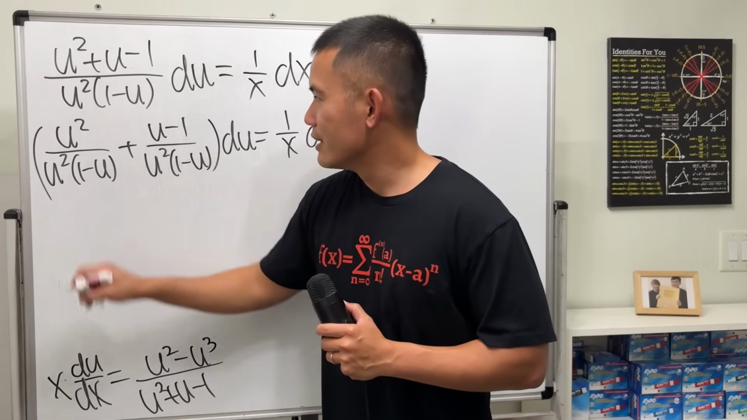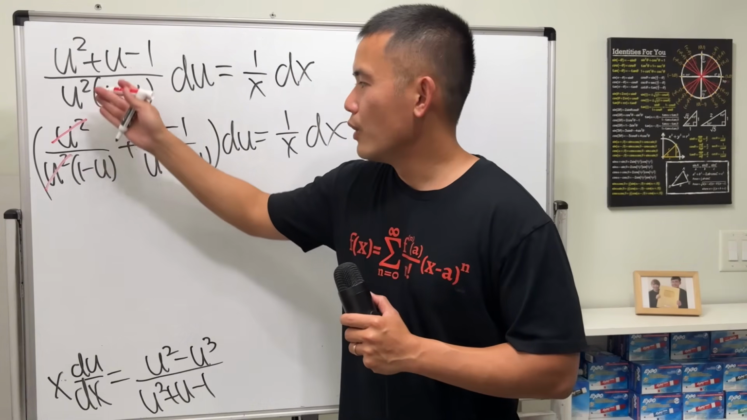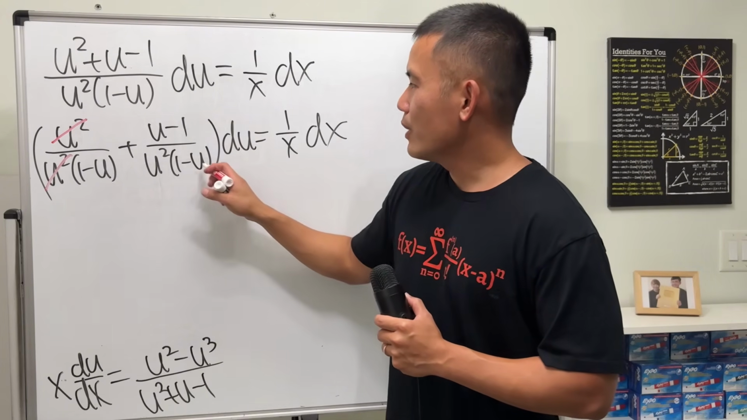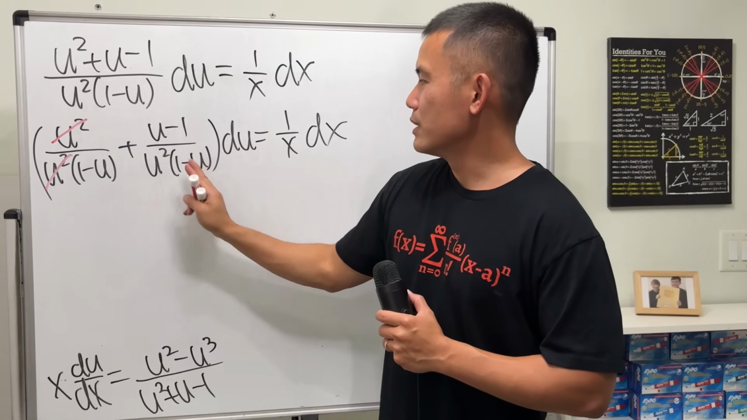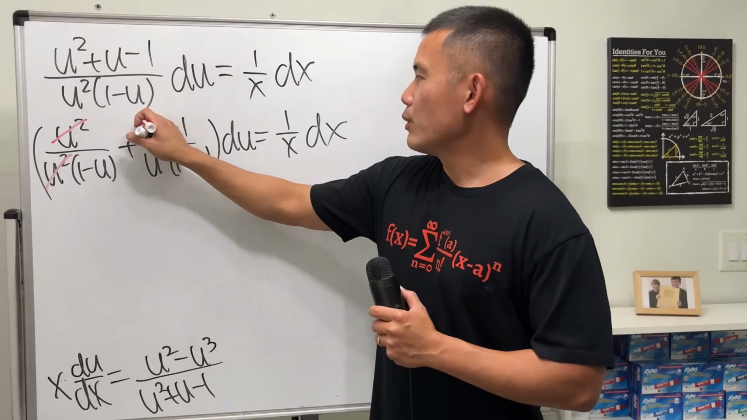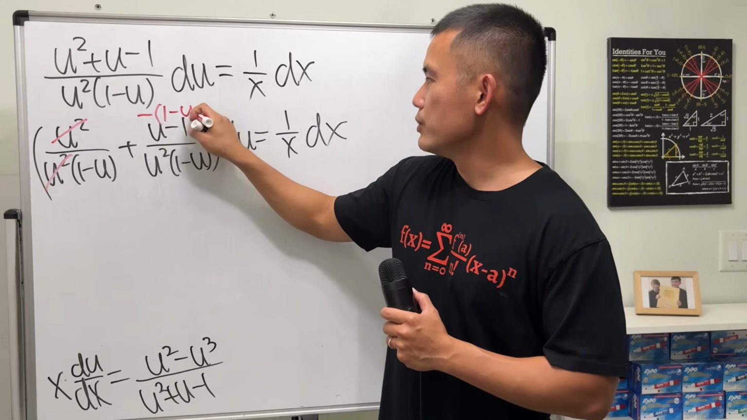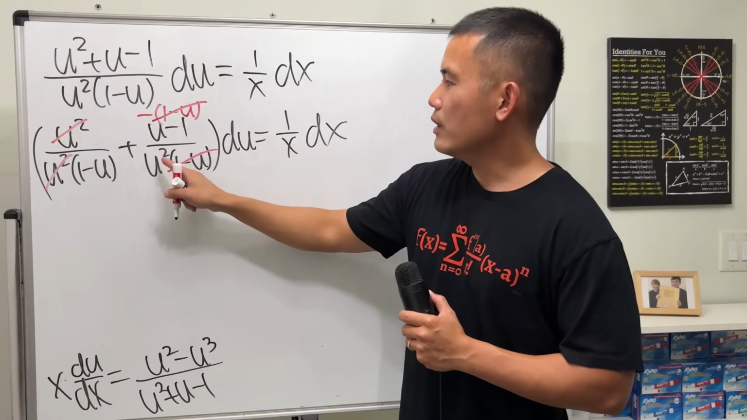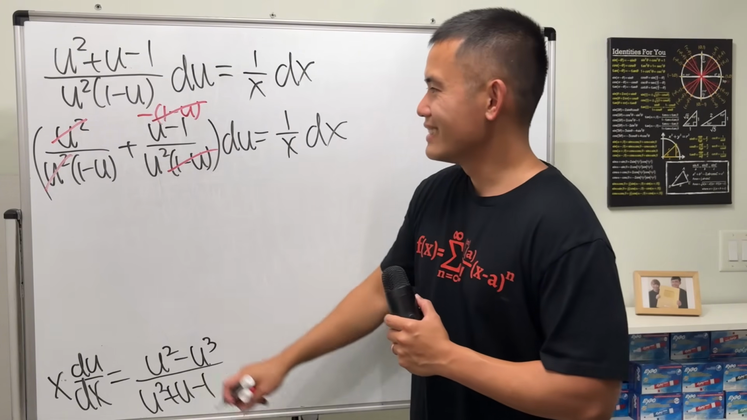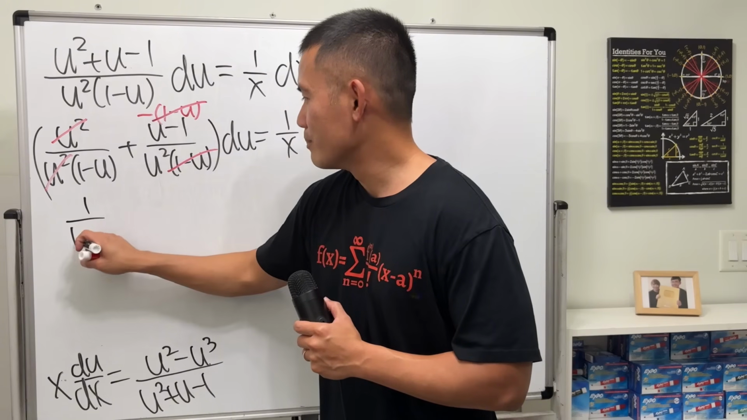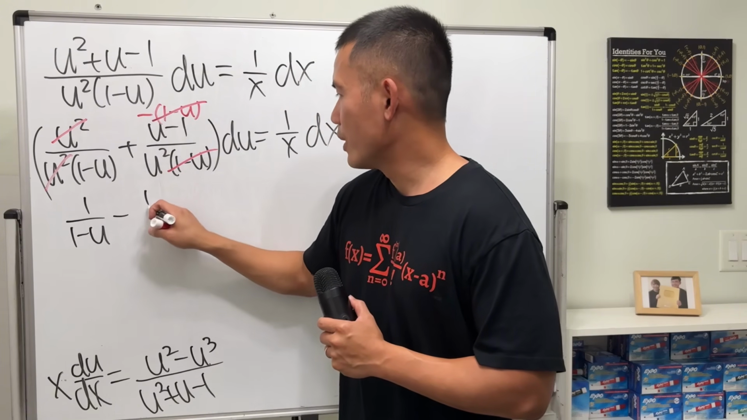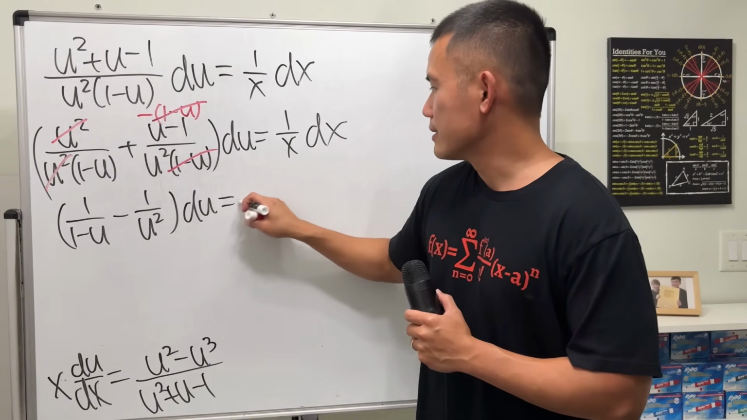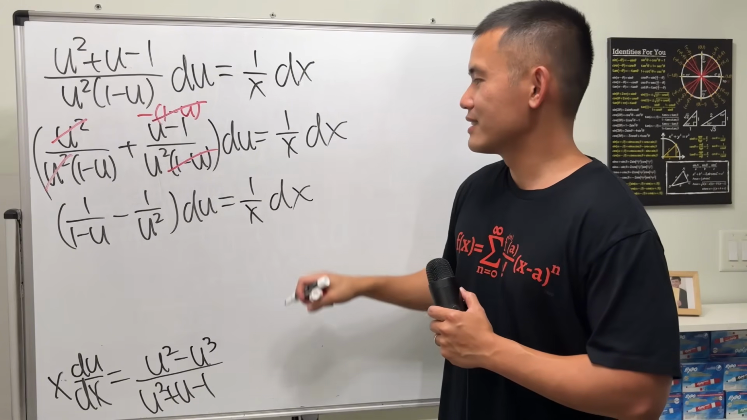Now check this out. Cancel, cancel. 1 over 1 minus u. This right here, well, technically you have to flip this or flip that, doesn't matter. I will factor out a negative and then do 1 minus u, and then we can cancel this and that. So we get negative 1 over u squared. Very nice, huh? So this right here, 1 over 1 minus u minus 1 over u squared du, and then that's equal to 1 over x dx.